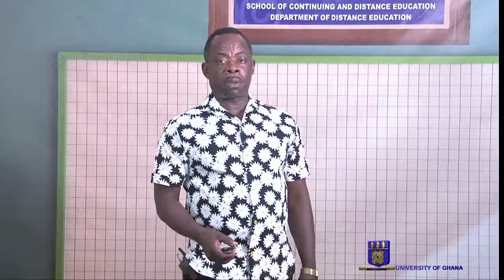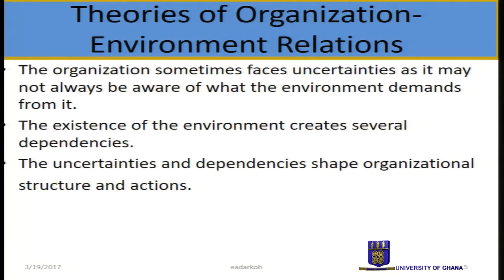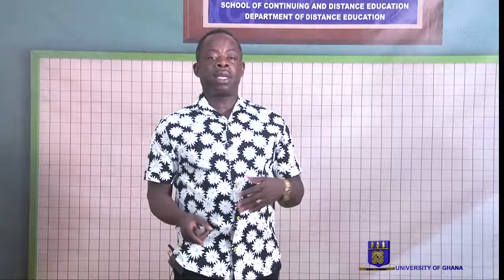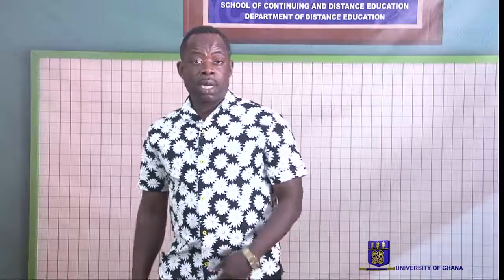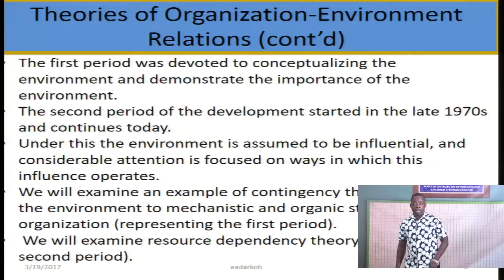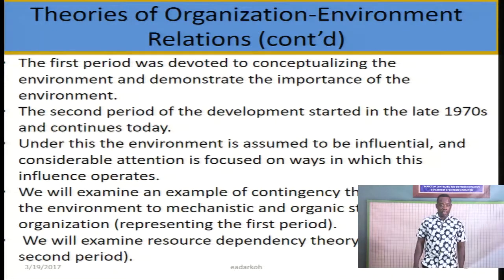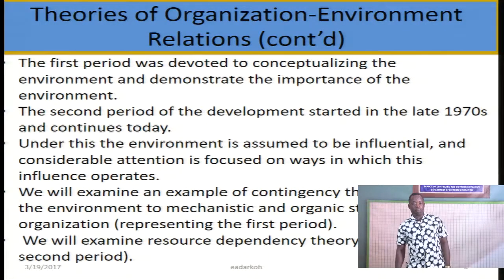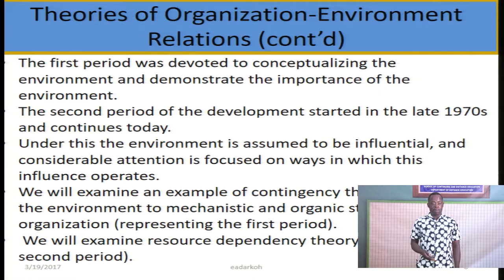We see the organization sometimes faces uncertainties, and it may not always be aware of what the environment really demands. So the existence of the environment creates several dependencies. And we are saying that the uncertainties and the dependencies usually shape the organizational structure and invariably shape its actions. So the first period was devoted to conceptualizing the environment and demonstrating its importance. And then the second period was the development that continued to today. So we are saying that the environment is very, very important.